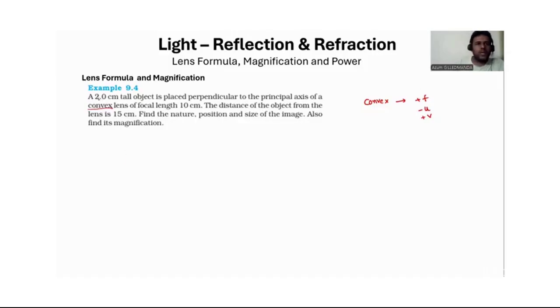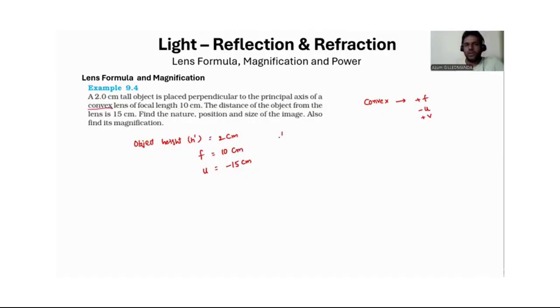Okay, and what is given? A 2 centimeter tall object. So object height is given, that is h dash. H dash is 2 centimeters. Perpendicular to the principal axis of focal length, so f is given. F is positive, so you don't need to keep minus, just keep plus. The distance of the object from the lens is given, so u is minus, so you should keep minus 15 centimeters. Find the nature, position, and size of the image, also its magnification.